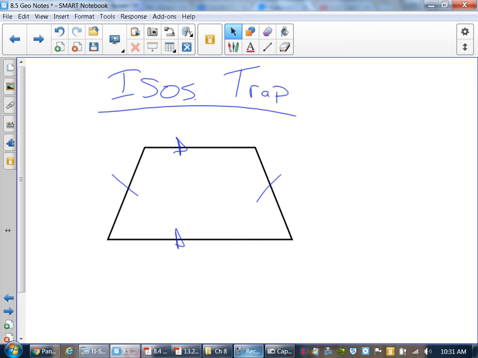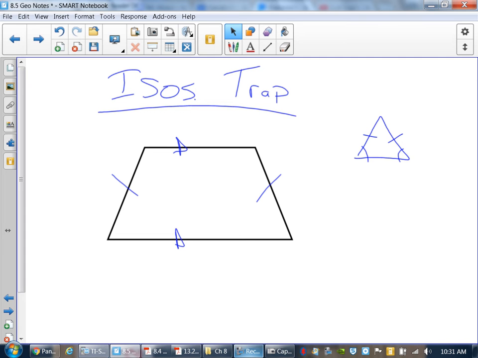Those will always be congruent. And then think about the isosceles triangle. If you go back and think about what an isosceles triangle does, if those were congruent, what else happened? The angles. We call them base angles. Those would be congruent. Well, in a trapezoid, which ones are the base angles?